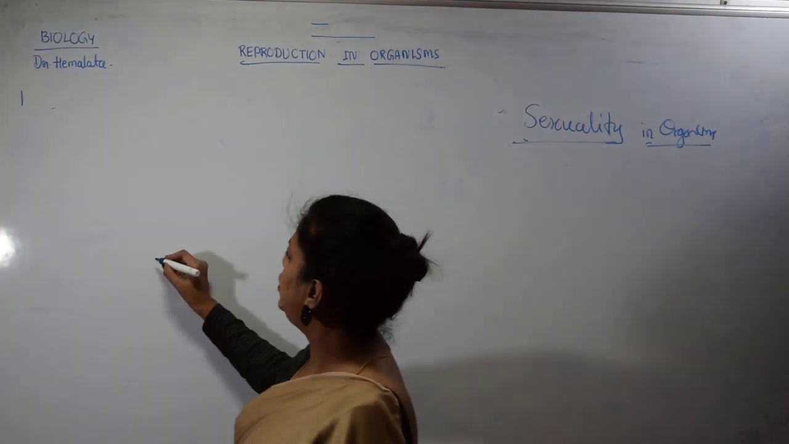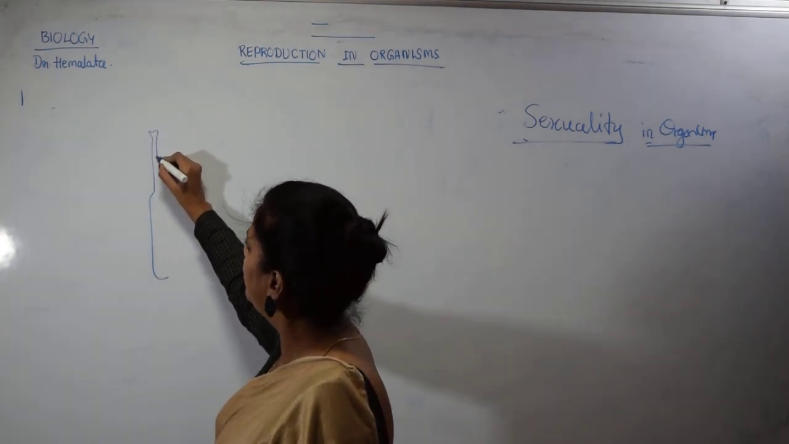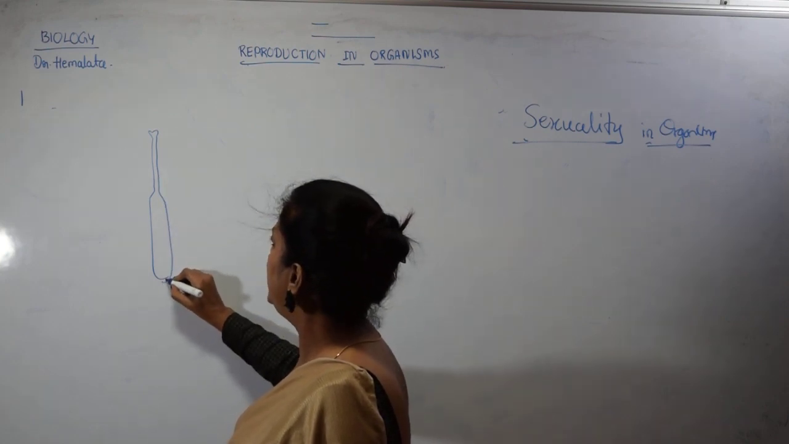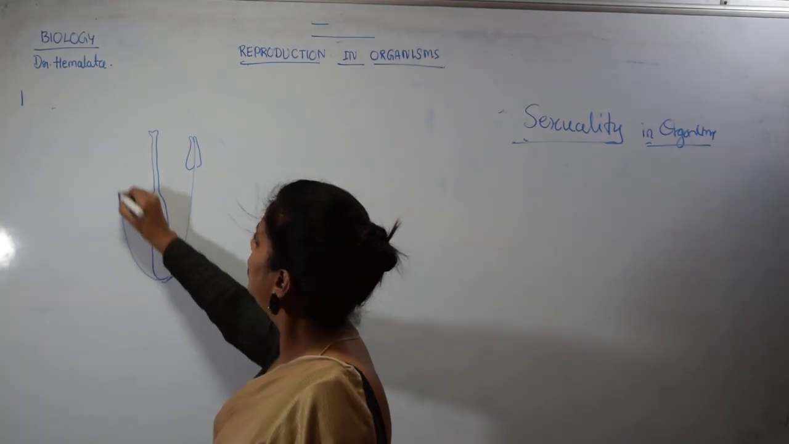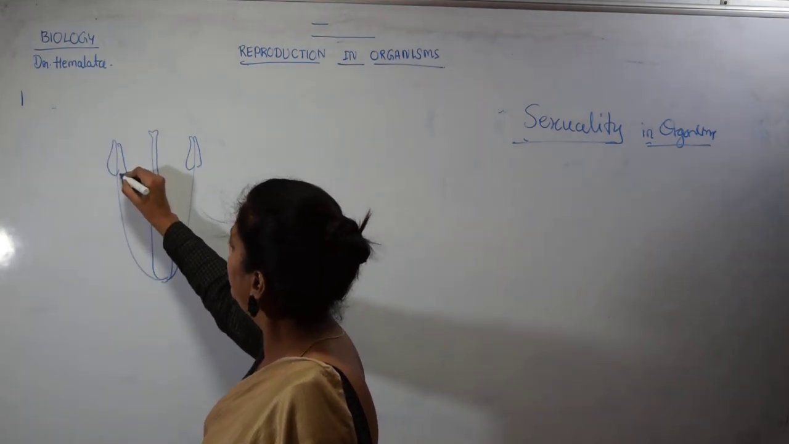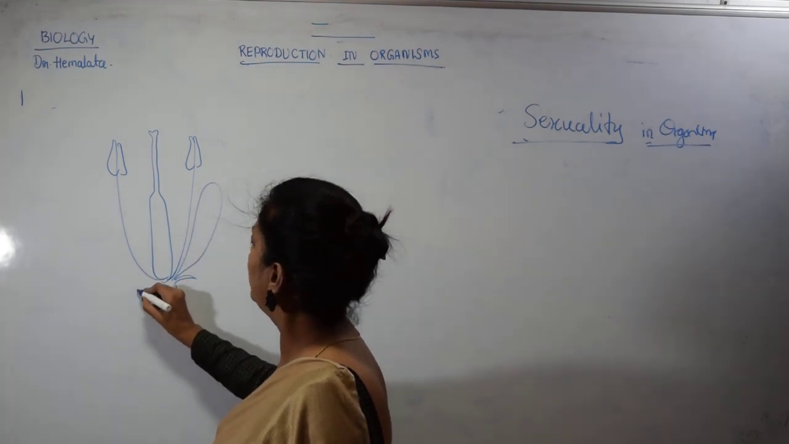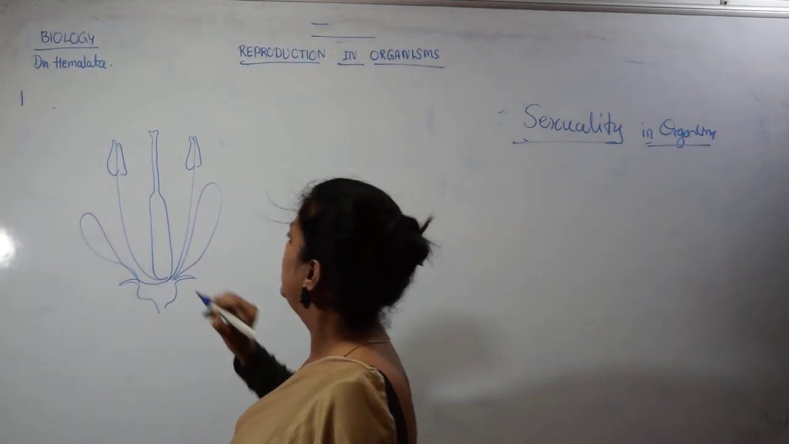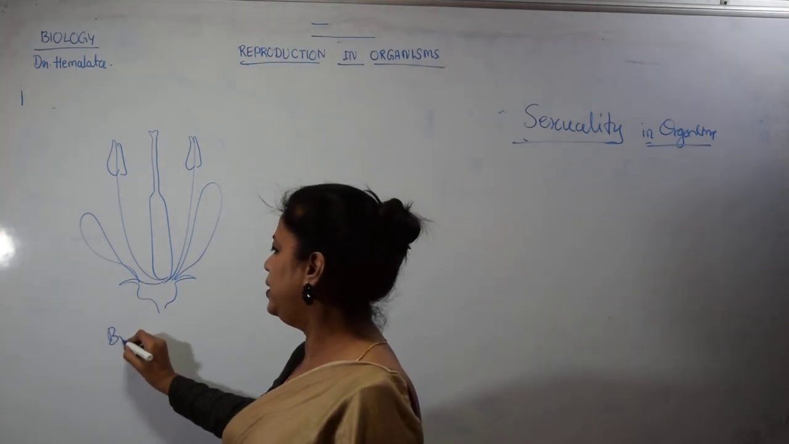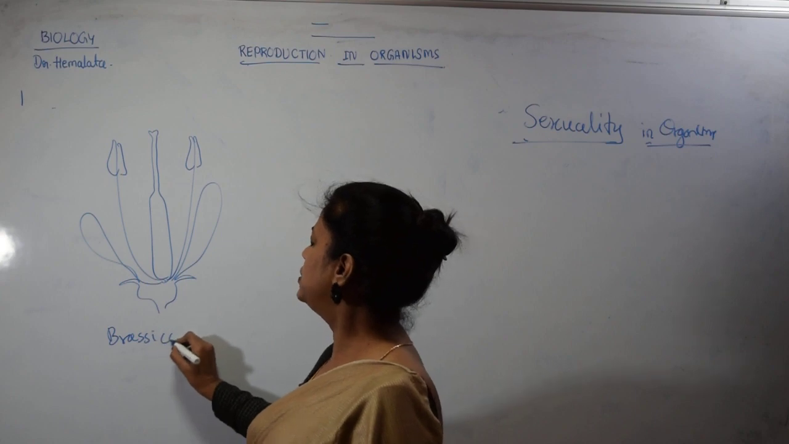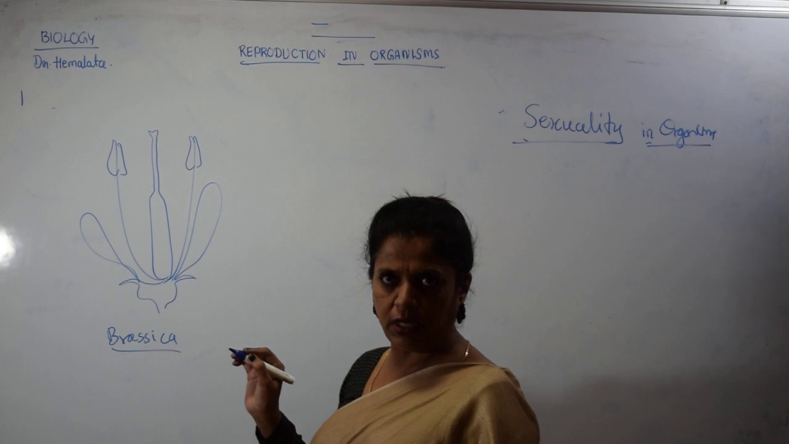So in the brassica plant, when you observe, you get a gynoecium like this. Then you have the stamens here, then here is the calyx and here is the corolla. Imagine it's a brassica flower. Hibiscus also I can give as an example. So what are we finding here? Mainly I am concentrating on the sex organs.